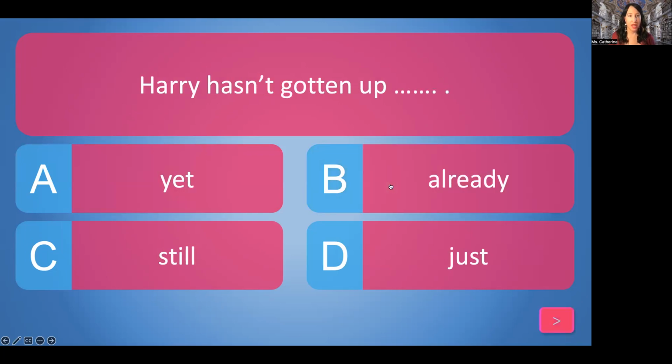How about this one? Harry hasn't gotten up. A, yet. B, already. C, still. D, just. Which one? Good job. All right, how many people picked C, still? No, we say yet. Harry hasn't gotten up yet.